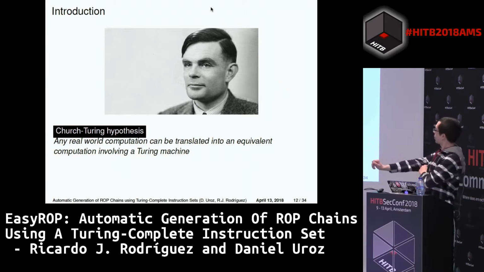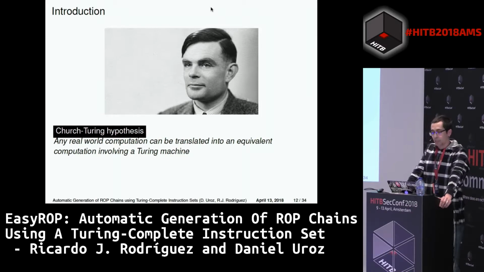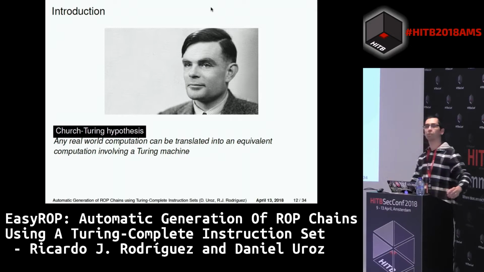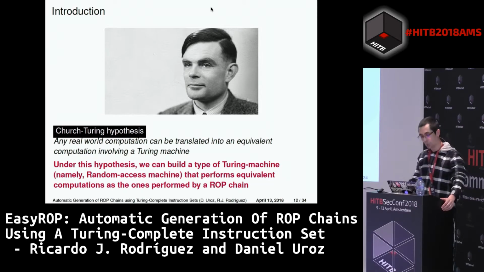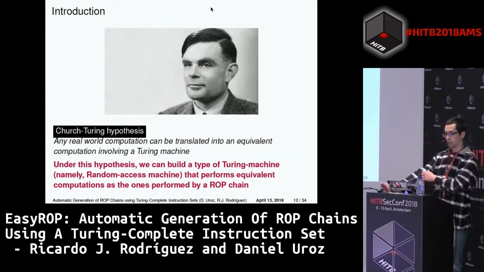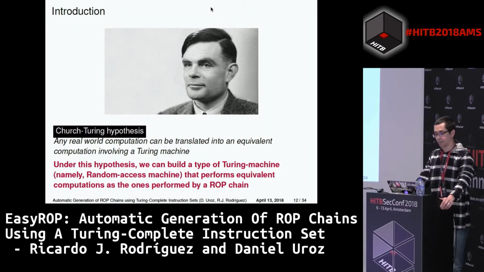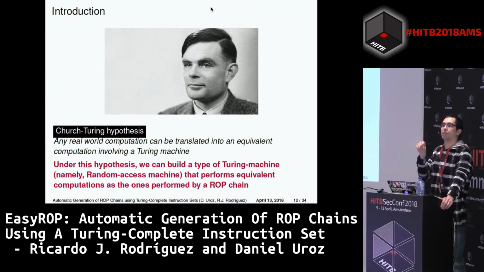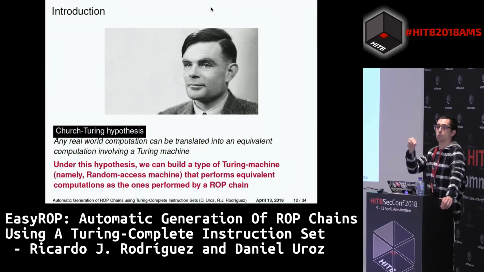So, here we have a Turing machine. Let me recall, if you are not very familiar with computer science, that the Turing hypothesis tells us that any real-world computation can be translated into an equivalent computation involving a Turing machine. Okay, this was said by Church and Turing, I don't remember exactly the date, but a few years ago. So, considering this hypothesis, if we can find ROP gadgets that implement all the operations of a Turing machine, that means that the attacker will be able to do whatever he wants.